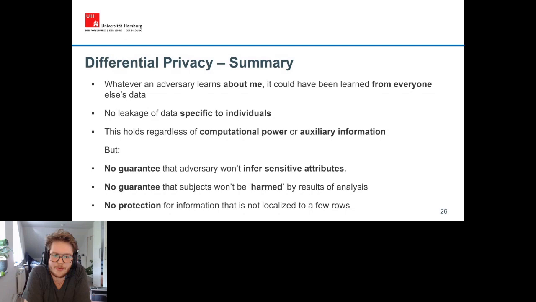And this also holds regardless of computational power. So even if Google tries to get some information out of this, or someone who has a lot of computational power, or someone who has auxiliary information, for example, an IMDb movie database, which will not help in this case, this still holds, which is nice, because then you can give a guarantee that the data is indeed private.